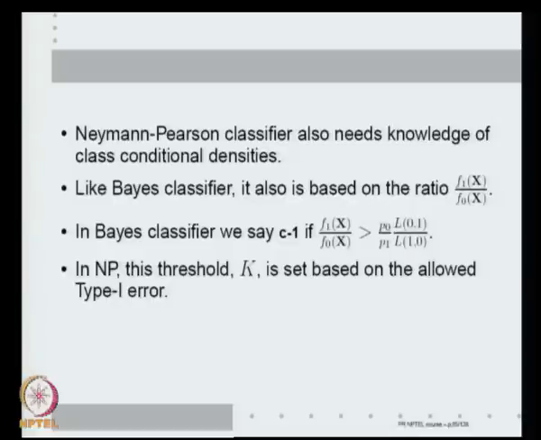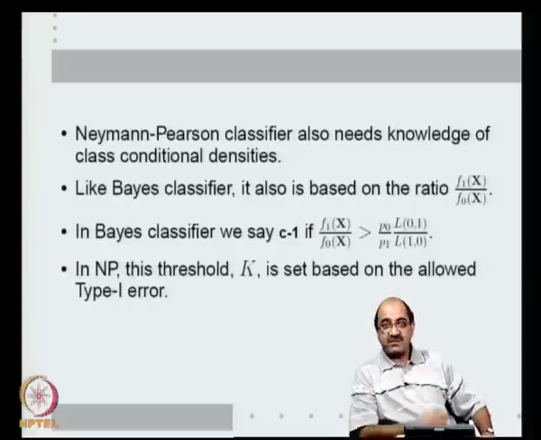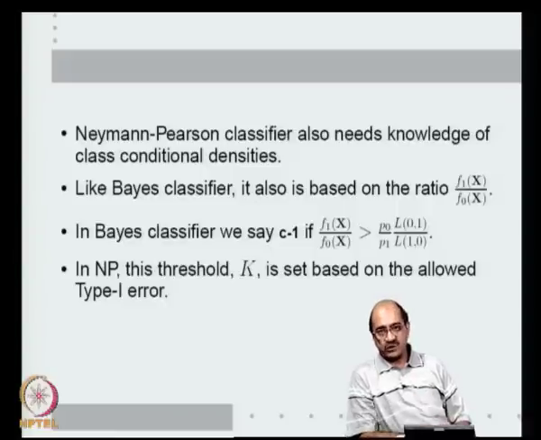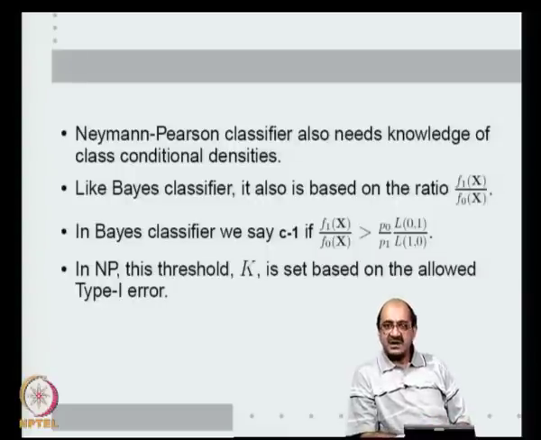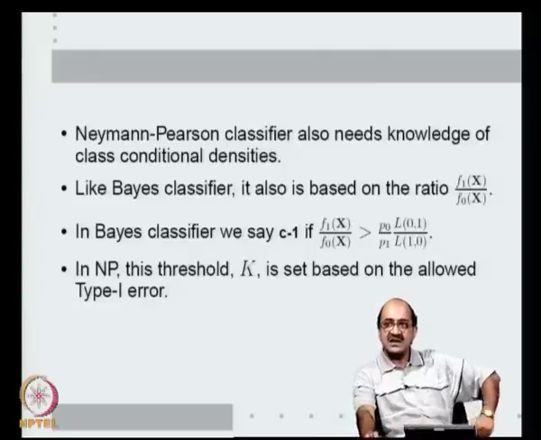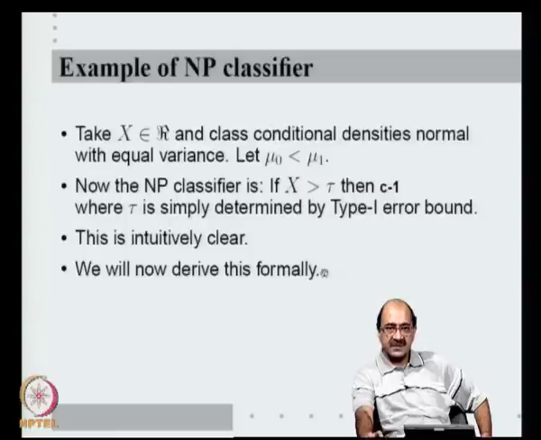So, the Neyman-Pearson classifier also needs the knowledge of class conditional densities, because you have to calculate f1 by f0. Like the Bayes classifier, it is also based on the ratio f1 by f0. In the Bayes classifier, we say C1 if f1 by f0 is greater than some threshold, which happens to be P0 L01 by P1 L10. In NP, this is some other threshold k, which is set based on the allowed type 1 error. Okay. So, both of them essentially threshold the ratio of the two class conditional densities.